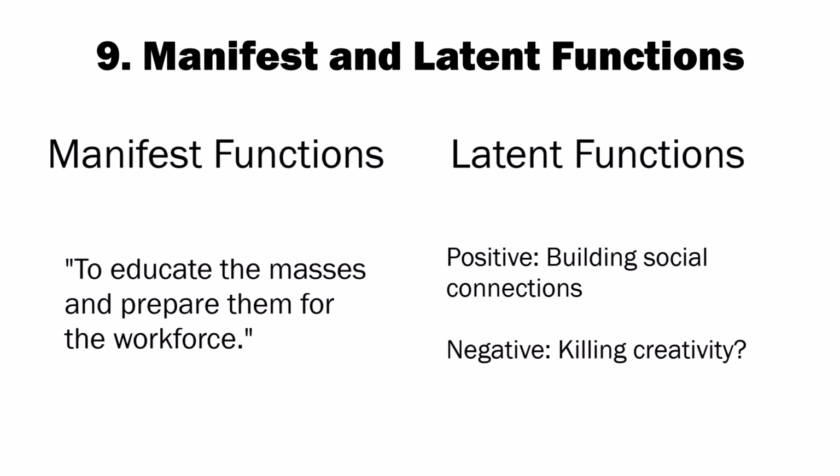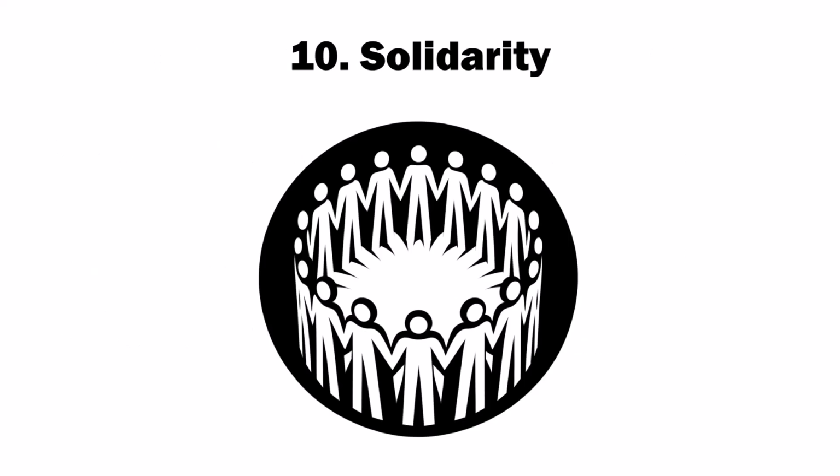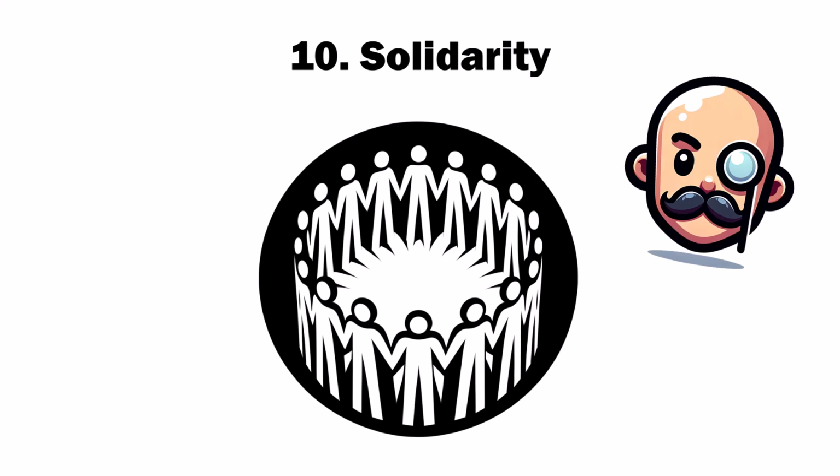There are also some negative latent functions of institutions. For example, some people believe that school kills creativity, raising us all to conform to certain educational and social standards and suppressing our individuality. Our next key term is solidarity, again a term directly from Durkheim's functionalism. Solidarity refers to the process by which people in society feel a sense of connection and obligation to one another.